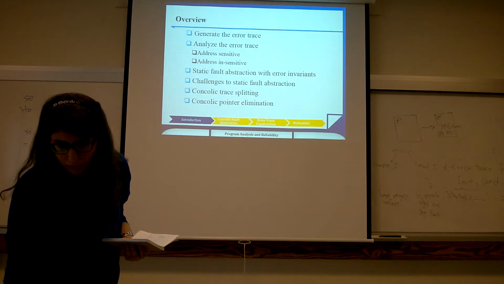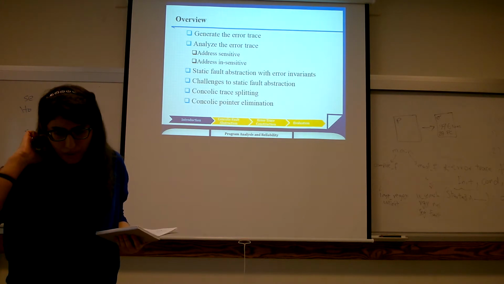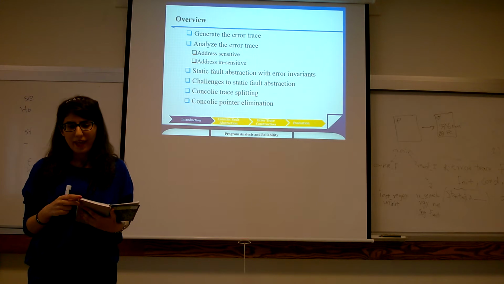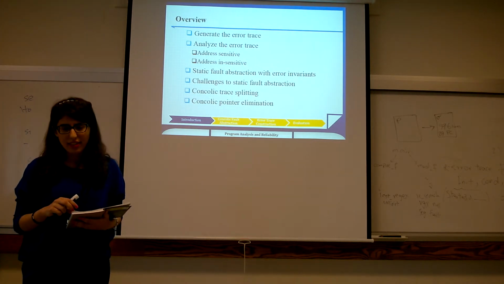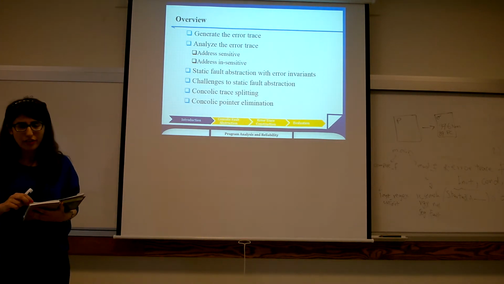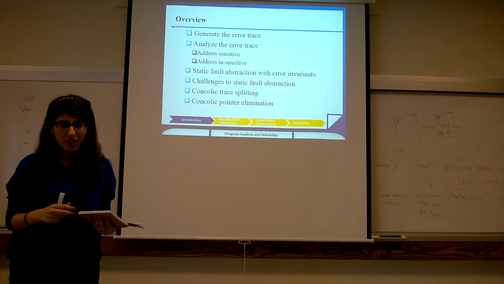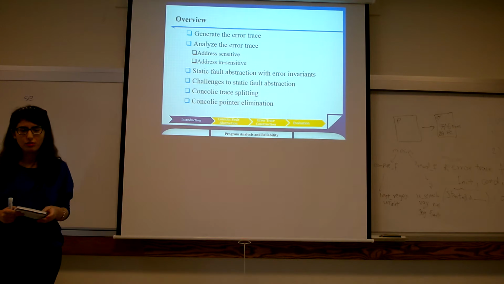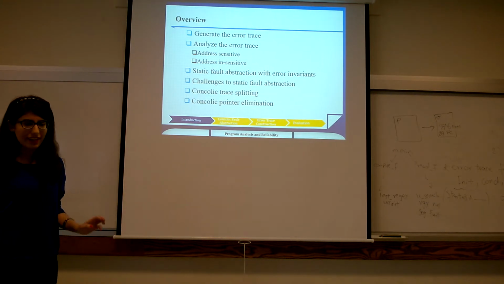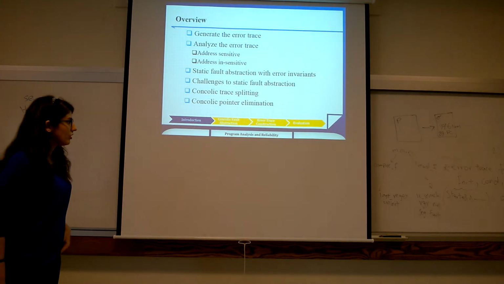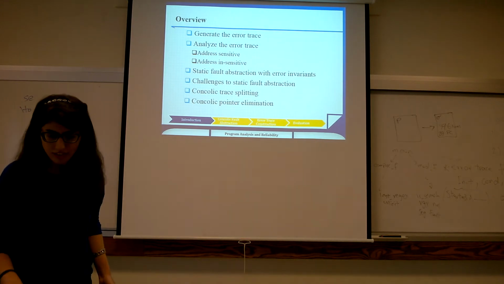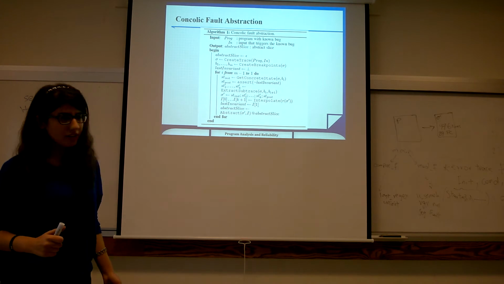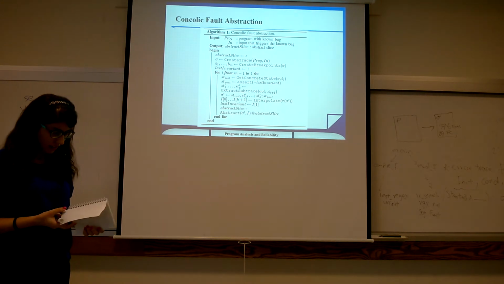So let's go back here. So what we have now, we generated the error trace. We are going to analyze it, and we talked about the static fault abstraction with error invariants. And we talked about the challenges as well. So now we're going to talk about how we split the trace, and then talk about how we do the pointer elimination, right? So let's go to the actual algorithm that they have here.